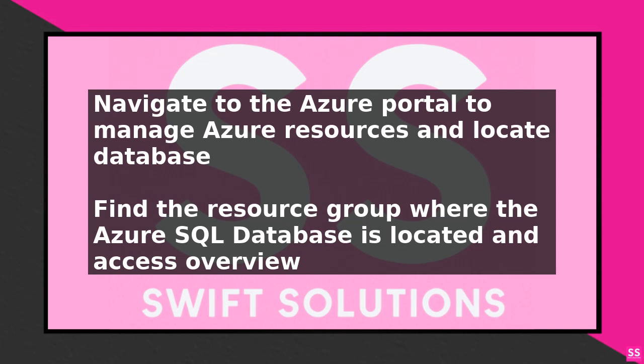To view the SLA, you need to understand the service tier of your Azure SQL database. The service tier determines the level of performance and availability, including the SLA. Azure SQL Database offers several service tiers, including Basic, Standard, Premium, and Business Critical, each with its own SLA.